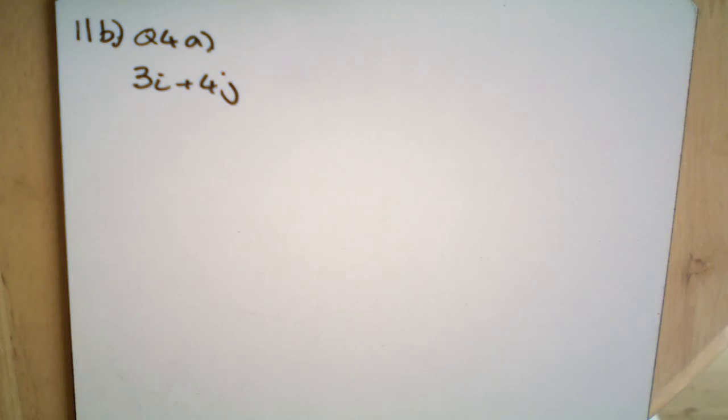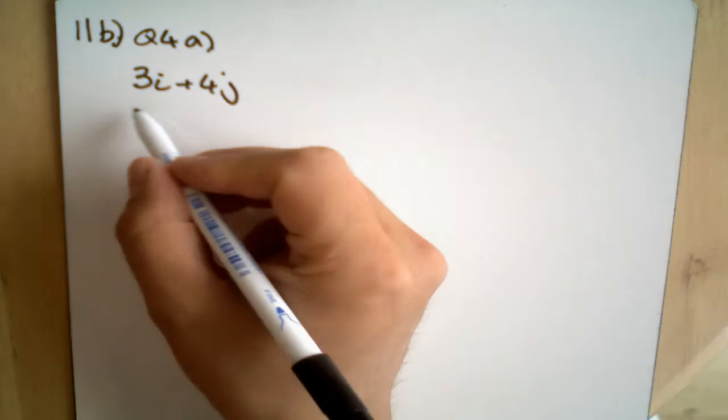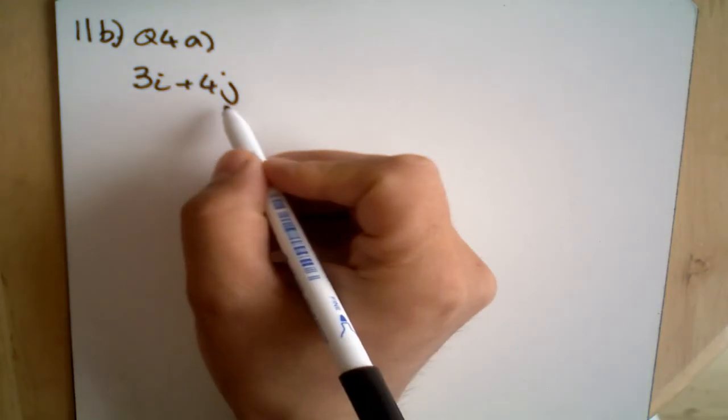Having a look at 11b question 4a. The purpose of this one is to try and address the question about what it meant by saying above or below in the answer. So you're asked what angle this vector makes with the positive x-axis.